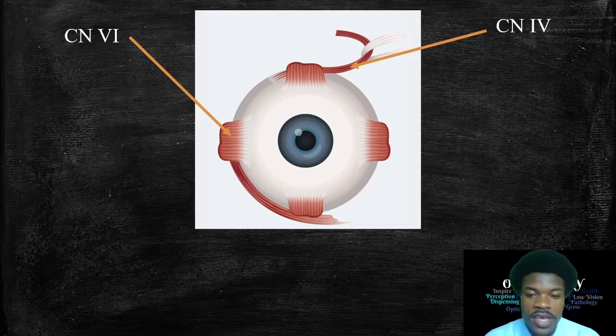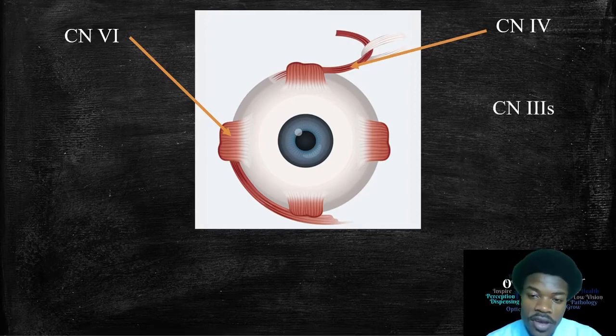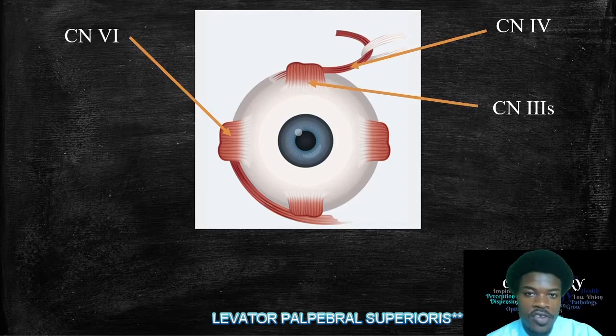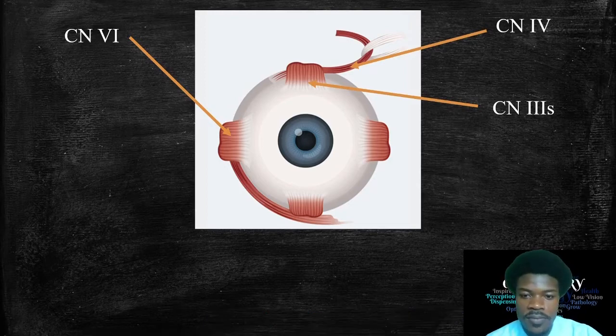All the other muscles here are in fact innervated by the third, or the oculomotor nerve. The thing about this nerve though, is that it is separated into the superior division and the inferior division. The superior division innervates the superior rectus muscle, and it also innervates the levator palpebrae superioris as well. But we are looking at the muscles that actually move the eye itself.